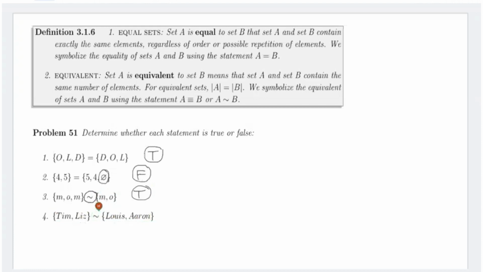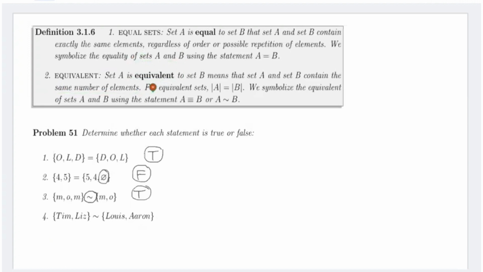Aaron? I'm kind of confused about this one. What makes you confused? Because the overall value of both of them is the same, but the names are different. So I don't know if that would be true or false. Equivalent? Oh, so yeah, it'd be true.